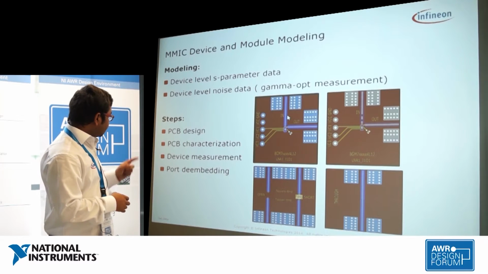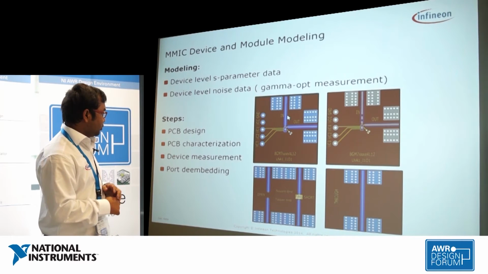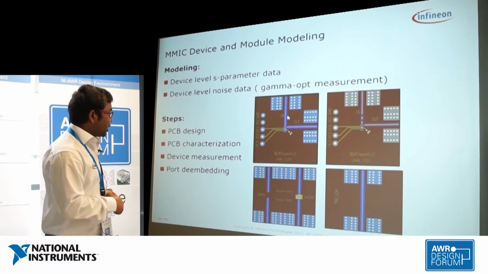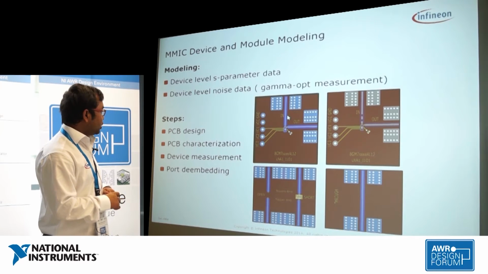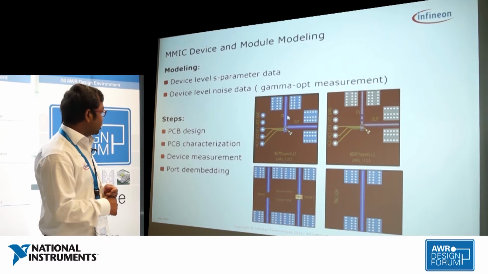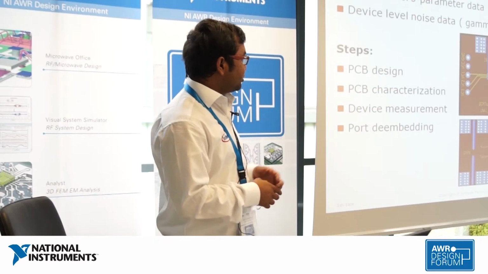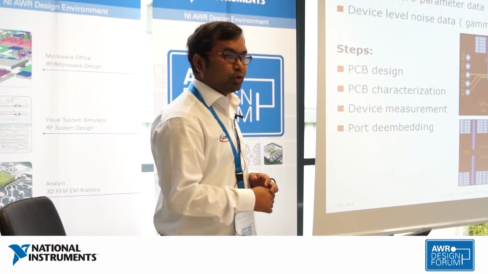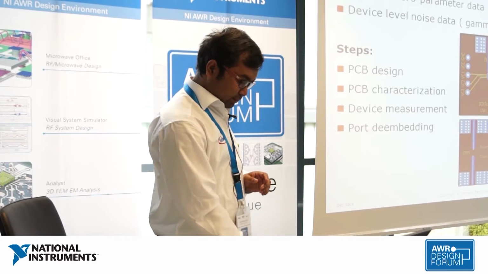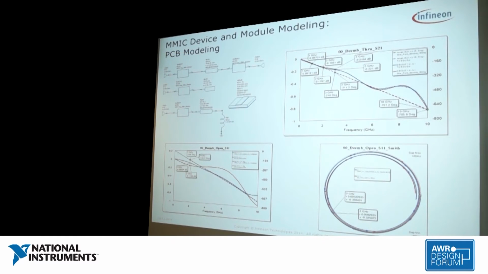And for PCB characterization we use these open, short and through circuit boards, so that when we are using port de-embedding, we can use all these 3 data together. After that we measure the device on these PCB boards, and in the end we do the port de-embedding to get the device data. So, let us have a look at how it looks.